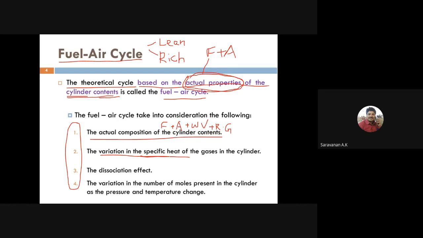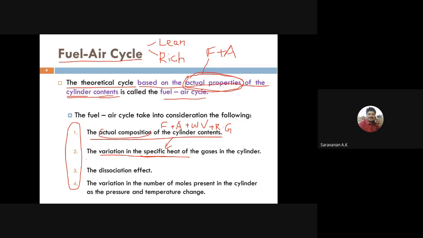So automatically the variation in specific heat occurs. The specific heat varies with rising temperature, except for monoatomic gases. For monoatomic gases, there is no variation in the specific heat. But in our case, we are using the actual composition, that is the fuel, air, water vapor, and some residual gases in the engine cylinder. So surely the variation in the specific heat will be there.